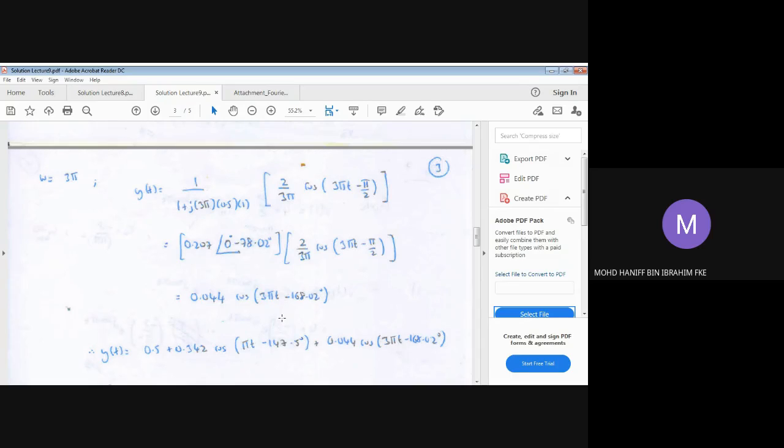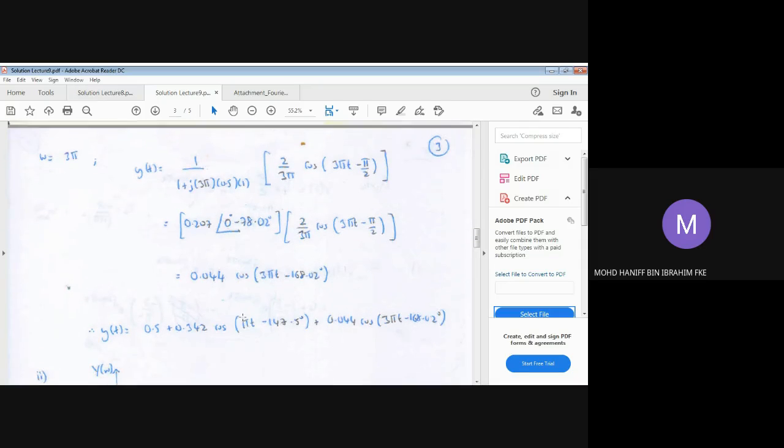So when we add them together, that will be your yt output, which is the voltage across the capacitor of 0.55. Okay, so that should be your output voltage. Sorry, output voltage across the capacitor yt. Okay, any question for this?